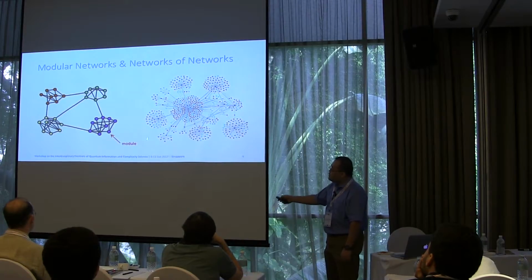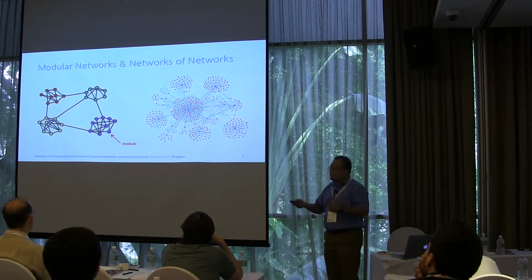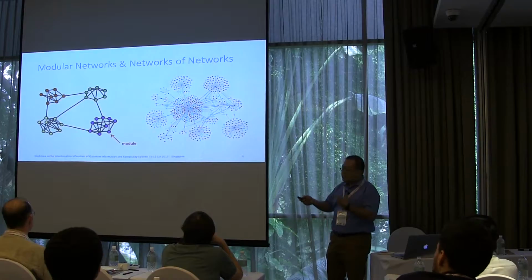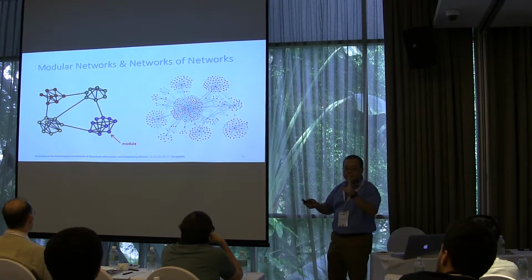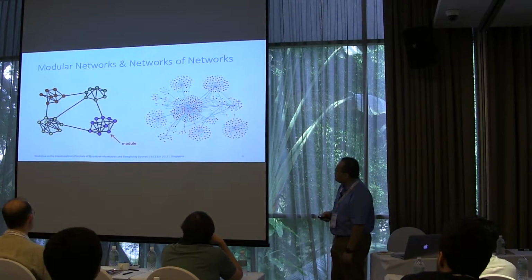The distinction between a modular network and a network of networks is that in a modular network, all the links are the same type. That means, if this is a dating network, then these are 4 different high schools. Once in a while, you date a girl from a different high school, but that's okay. But most of the time, you date people from your own high school.